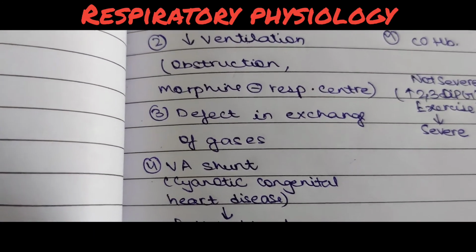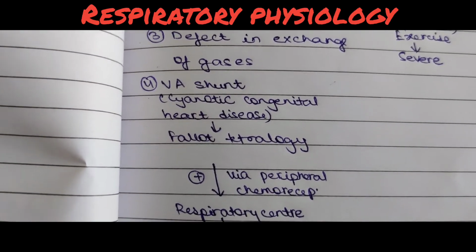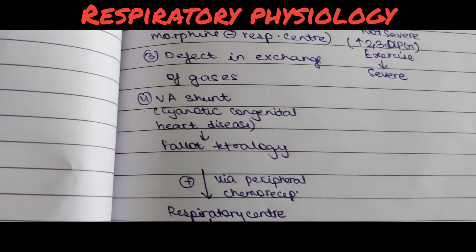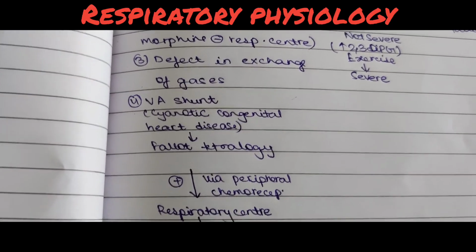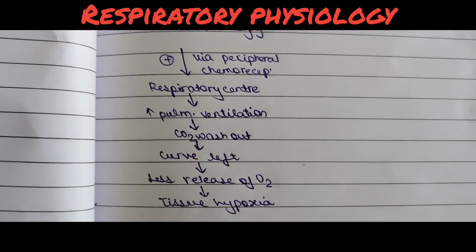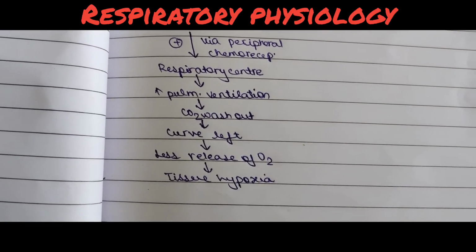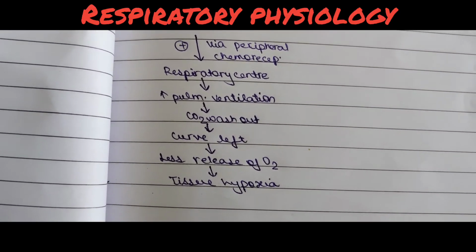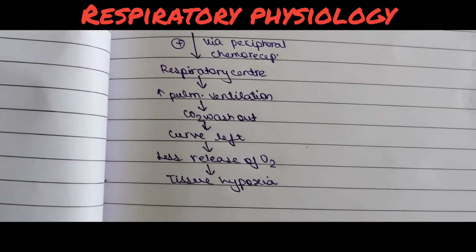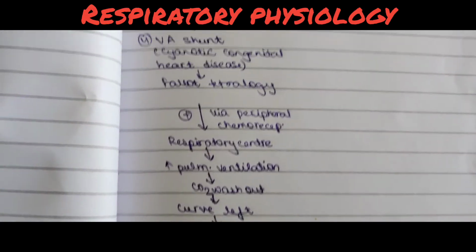If we inject morphine, it will inhibit the respiratory center. Defect in the exchange of the gases, and the VA shunt. What does that mean? It is cyanotic congenital heart disease, which is also called tetralogy of Fallot. It will increase via the peripheral chemoreceptor. It will stimulate the respiratory center, which will increase the pulmonary ventilation. It will lead to carbon dioxide washout, which will shift the oxygen hemoglobin curve to the left, and there will be less release of oxygen, which will lead to tissue hypoxia.